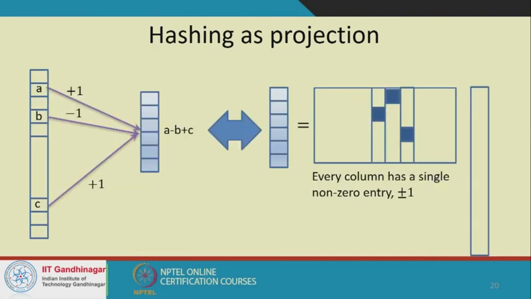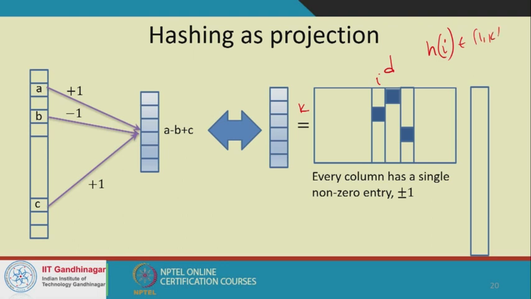So how does this correspond to a projection? It's not very hard to see that you can capture this operation exactly by designing a projection matrix. This projection matrix is again of dimension k by d. What it has is that you look at every column, you take the function h, and for the ith column, you see what h of i is. So h of i is a number between 1 and k.